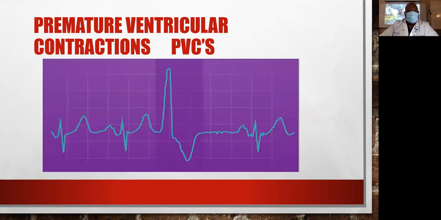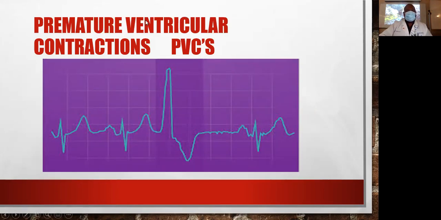Then we get into our ventricular rhythms, and the first one will be a PVC. When you have a QRS, this right here, out of nowhere, it doesn't follow a what? A P wave. You should have a PQRST.